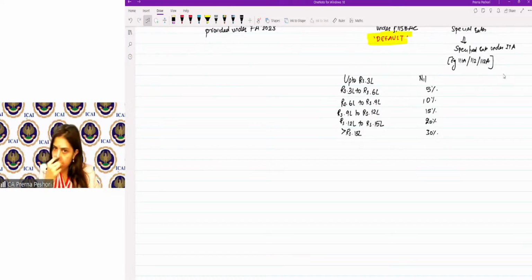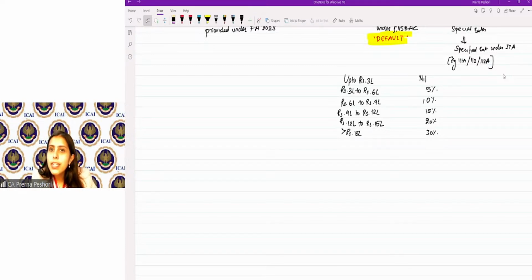Vanshika, 115 BAC exemptions would be mandatory applicable in default regime. I didn't get your question exactly. So 3 lakh to 6 lakh 5, 6 lakh to 9 lakh 10, 9 to 12, 15, and then 20 and 30, 12 to 15 and above 15 lakh. So basically there is 5% increment in the tax rate except from 20 to 30 directly and then 3 lakh difference between the slab rates.